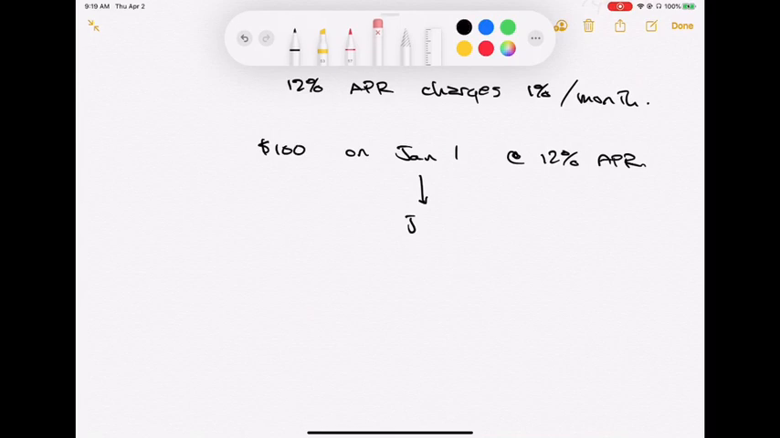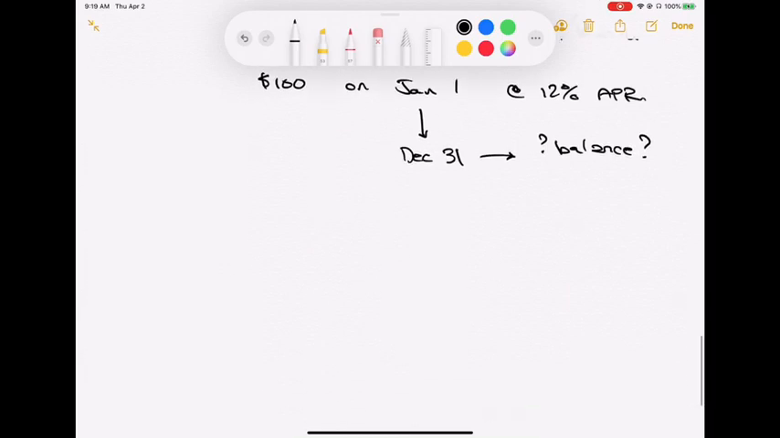We're just going to go from that January 1 to, well, let's just make it easier, to December 31st. We'll call that the full year. So through December 31st, I want to know, what is my balance? How do I get that? Well, January 1, I owe $100.